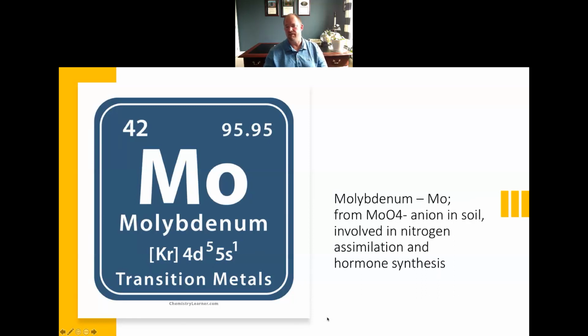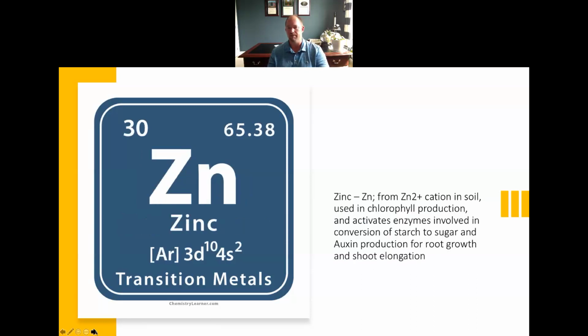So next one down is going to be molybdenum. So this is actually going to be in the form of a molybdenate anion. It comes from the soil. This one is also involved in nitrogen assimilation, and the other role that it plays in the plant is with hormone synthesis. So this would be things like your auxins and cytokinins and gibberellins and things like that. So molybdenum is very involved in those processes inside the plant.